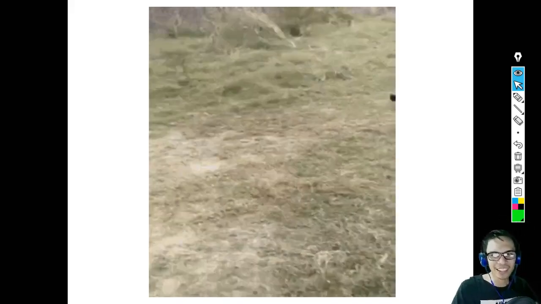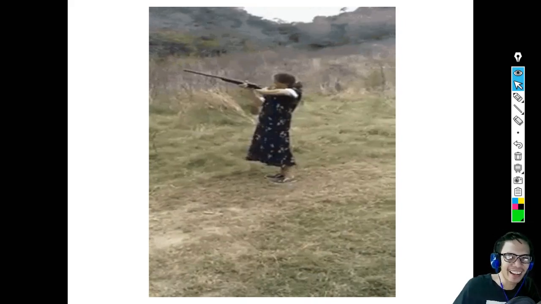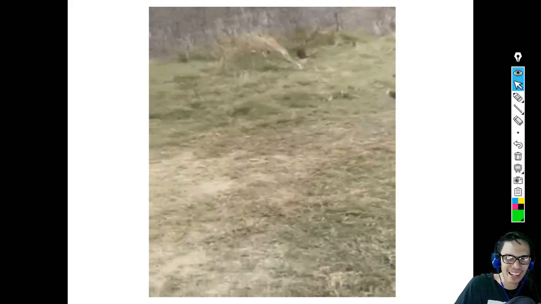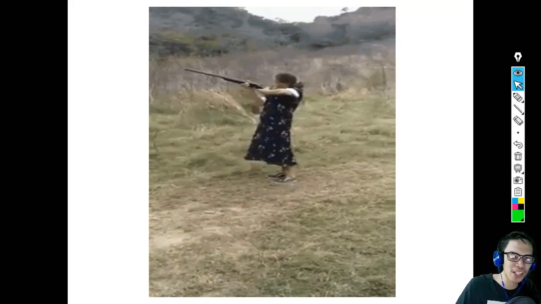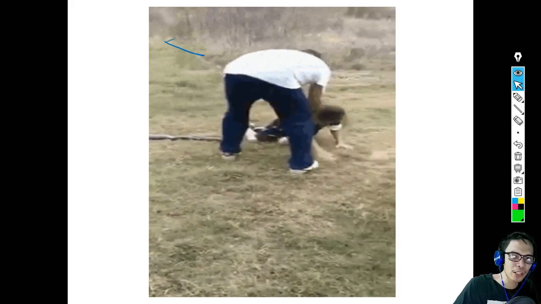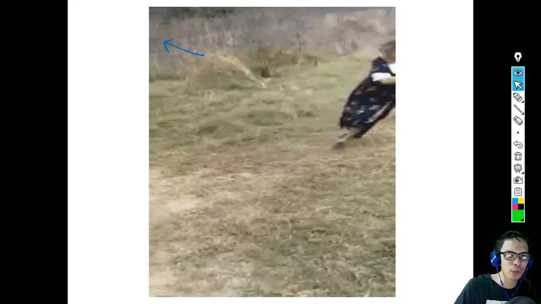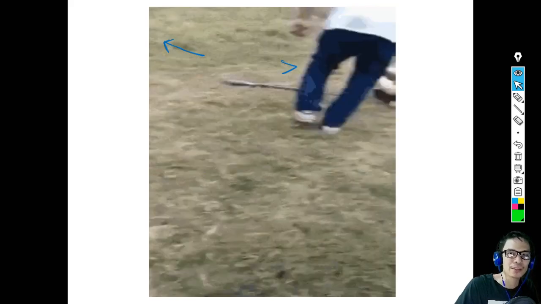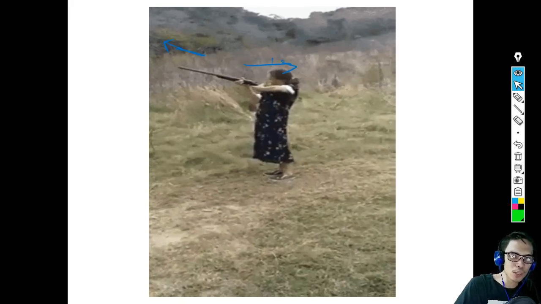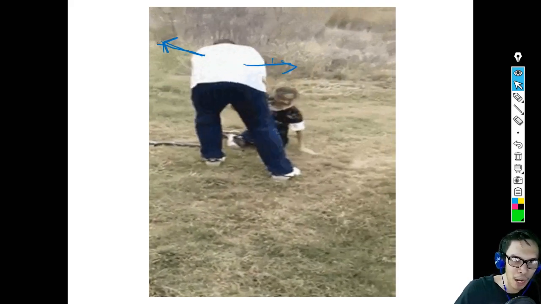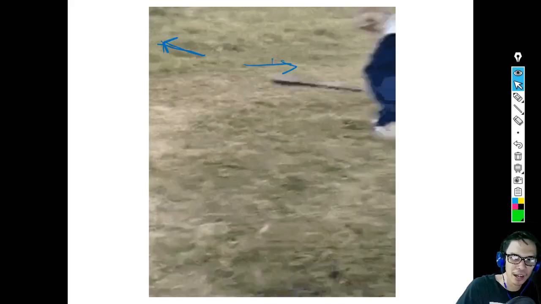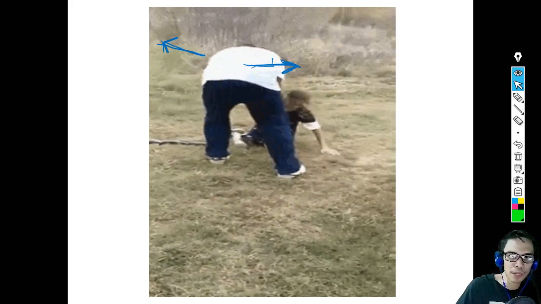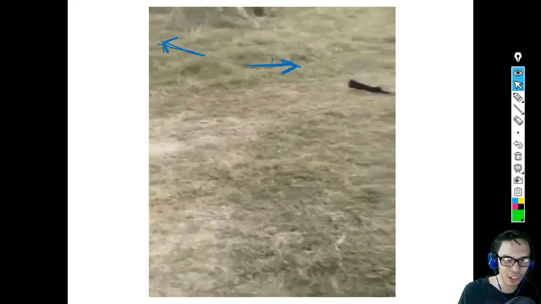Next, gun recoil. As you can see here, the woman did not anticipate the recoil of the gun. So what is the action force here? The action force is the bullet going that way. What is the reaction force? The gun going that way. The bullet will exit the muzzle of the gun, and because of that force, it will move the gun in this direction, achieving the third law of motion.